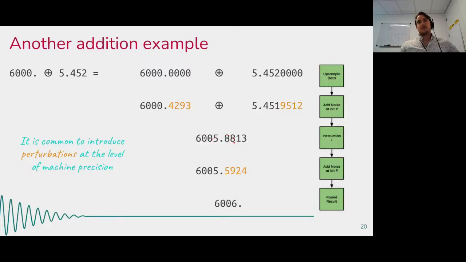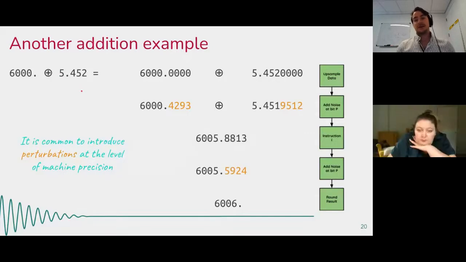So here is the result of the addition instruction. Then we add a bit more noise because, again, we aren't really sure what the result is. So we do it again in the same place with our upsampled bits, and we can round our results. In this case, we're introducing perturbations at the level of machine precision, which means that we don't know what happens beyond the decimal point in the case of the 6,000 or behind the 2 here. So we're deciding to add perturbations there. You could conceivably add perturbations closer into the more significant digits, or to distort the significant digits of your data. However, that would depend on your context.